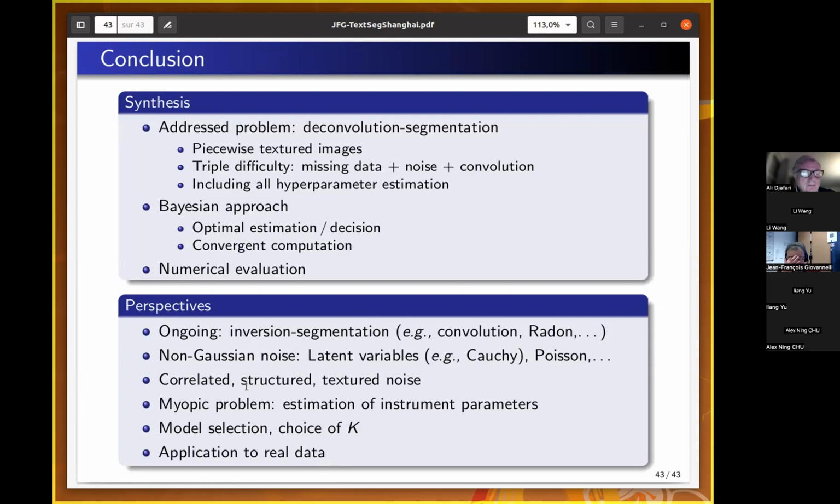We also plan to, we have started this part, to estimate some parameters of the point spread function for the instrument. Also, the idea of model selection, for example, automatically selecting the number of classes. And of course, to go to application to real data, we have started this part in a different context. That's it. So I thank you for your attention. And of course, if you have a question, I will try to do my best to answer your question. Thank you.